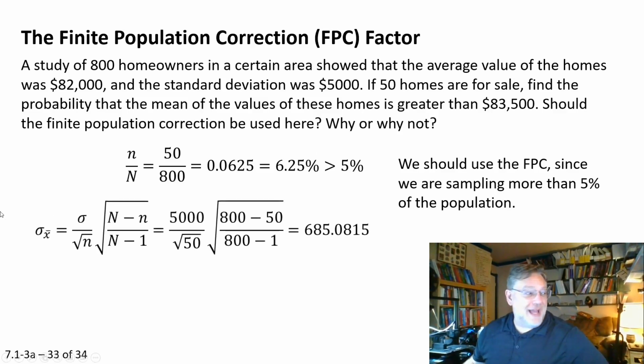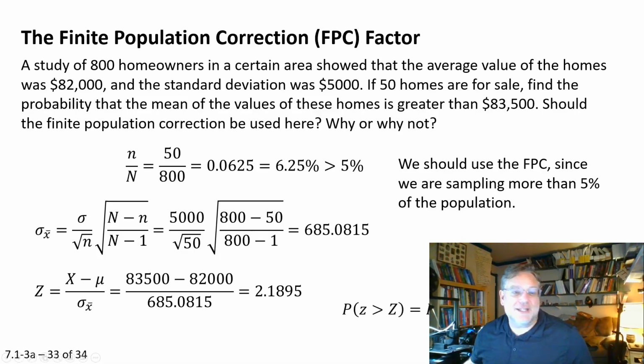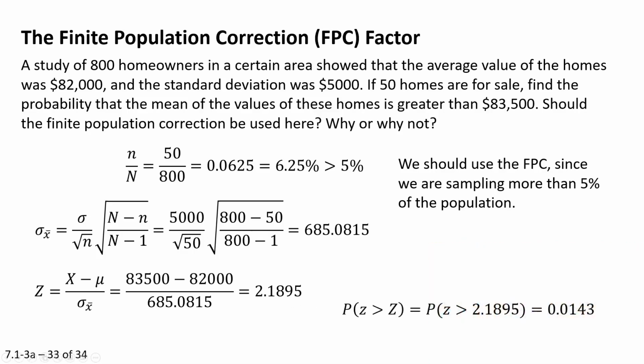So here is our value for the standard error. It's got the standard deviation, square root of the sample size, and then our finite population correction factor. And when we do that, we get this value here for the standard error. Here's our z-value, 2.1895. It's a pretty extreme z-value there, and so I'm guessing that our probability statistic here is going to be pretty small, about 1.5%. So there's a 1.5% probability that the mean of these 50 homes will be greater than 83.5.